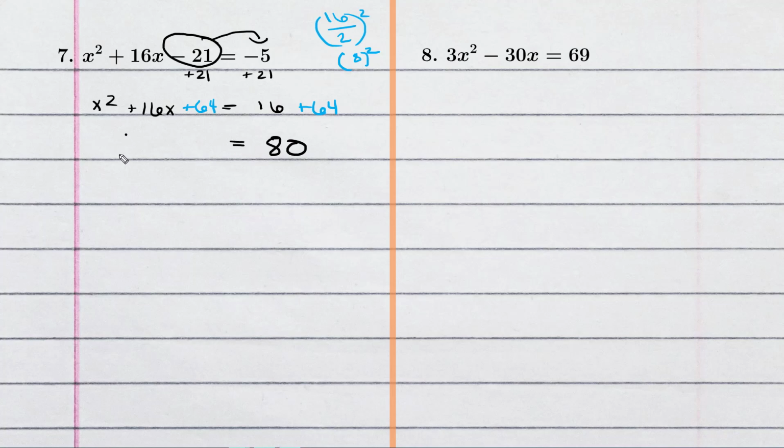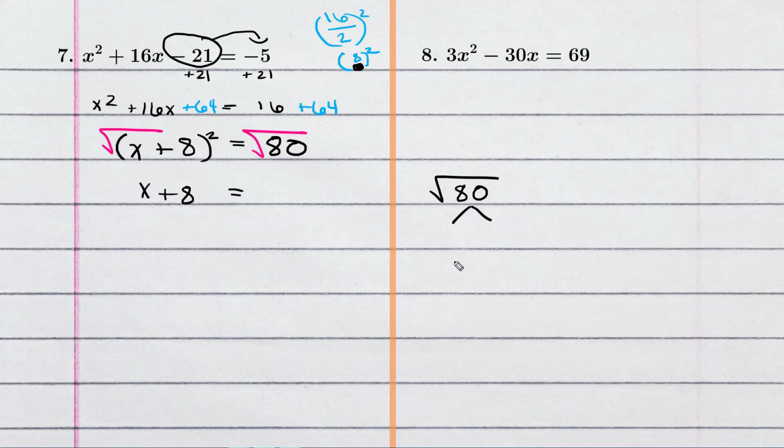On the left-hand side, we have x, and whatever this number is here is what's going to go next. So x plus 8 squared. Now we're going to take the square root of both sides. So when I take the square root of both sides, I end up with x plus 8 on the left-hand side. Now, with the 80, I have to think of what is the square root of 80?